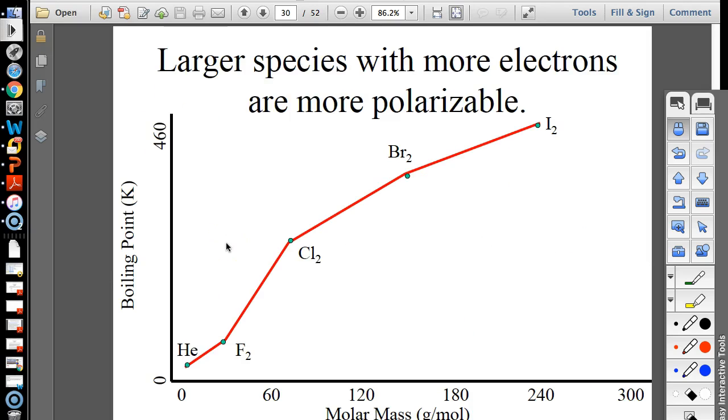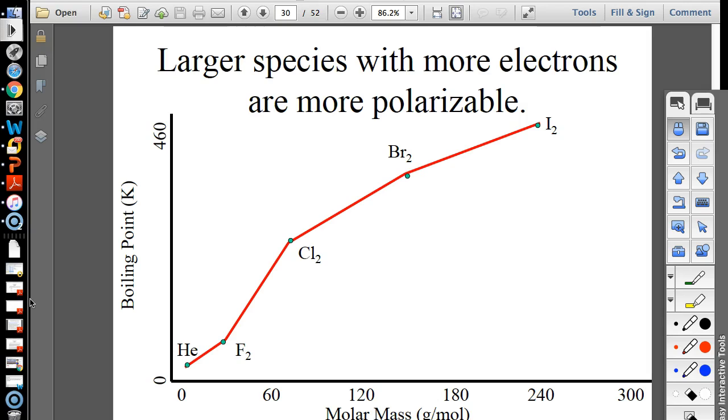All right, so speaking of that, here's helium, fluorine, chlorine, bromine, and iodine. And here's their boiling points. And notice here, this is very interesting. 460 degrees Kelvin makes the boiling point of iodine greater than the boiling point of water, even though hydrogen bonds are generally stronger overall than London dispersion forces. If you have enough electrons, London dispersion forces can actually be stronger than hydrogen bonds.